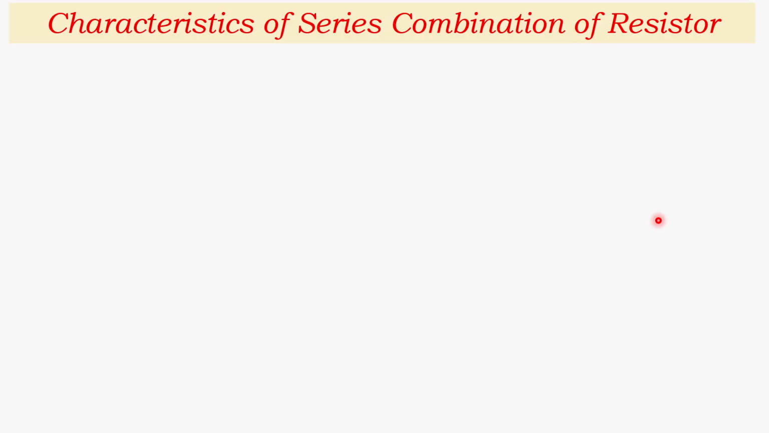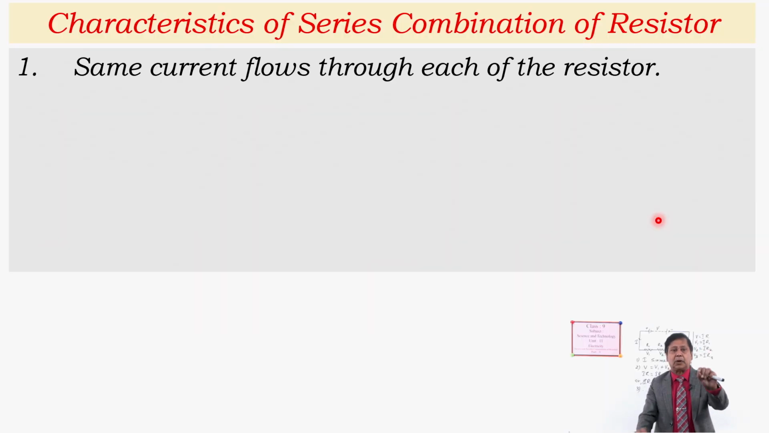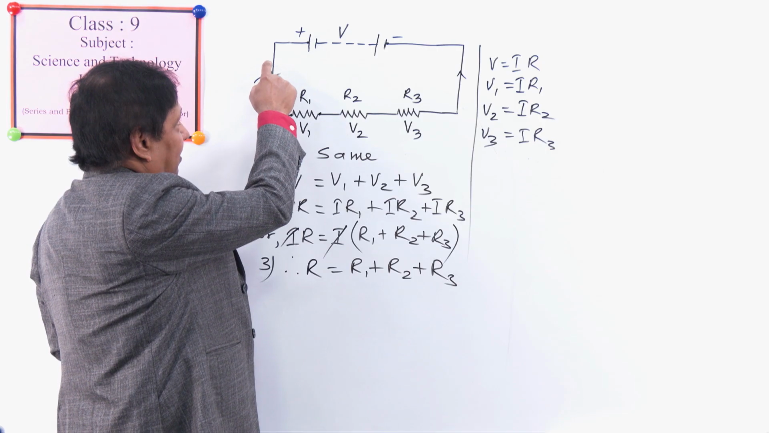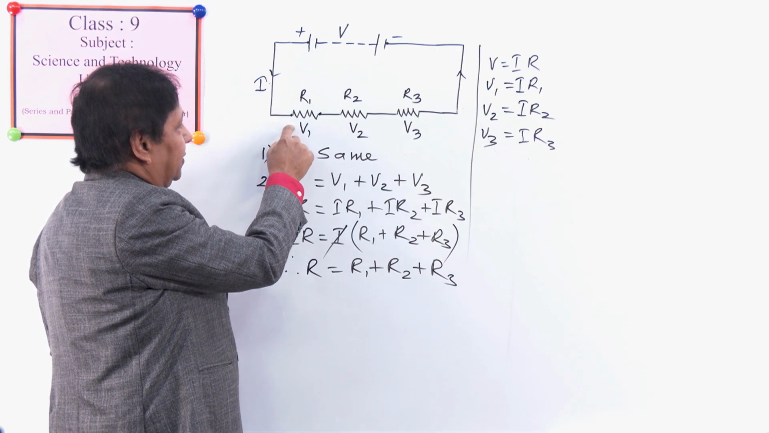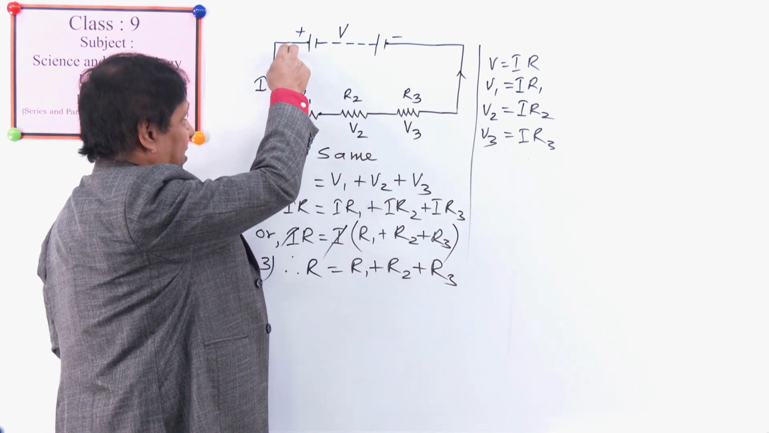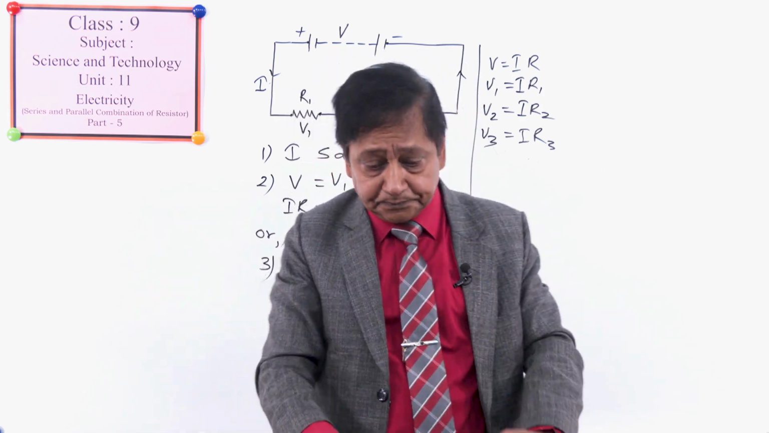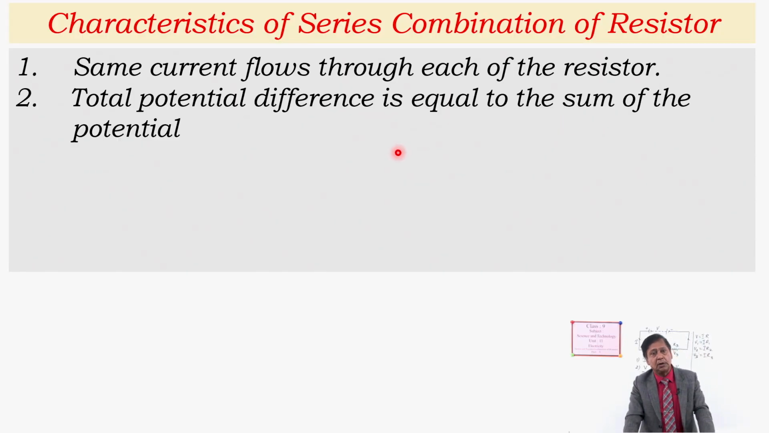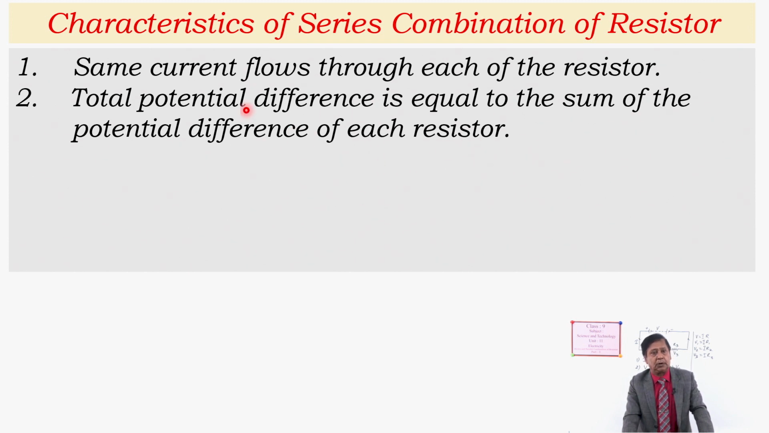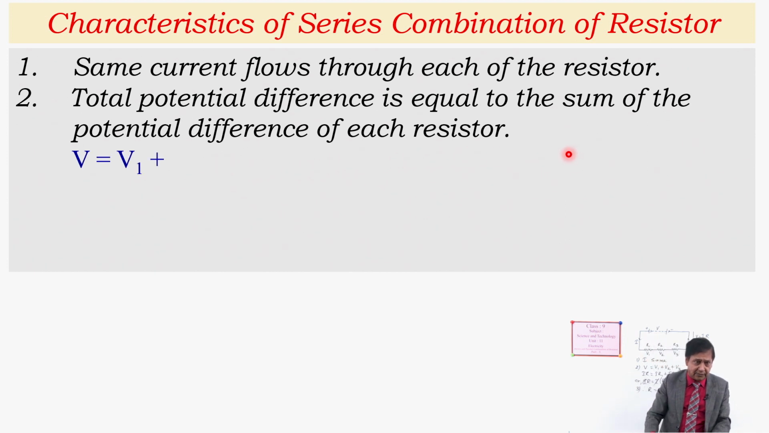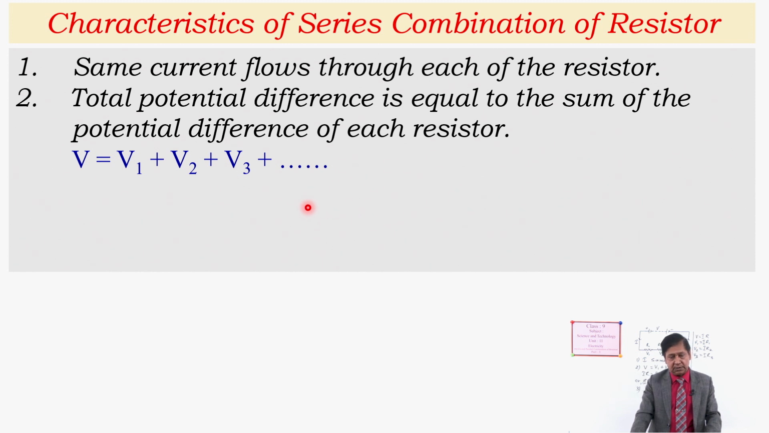Look at these characteristics of series combination of resistor. Same current flows through each of the resistors. One point, one characteristic. If 1 ampere current is flowing in the main circuit, I mean to say main wire, the same 1 ampere flows through this also, this also, this. If 2 ampere is flowing, then each of the resistors gets the same 2 ampere current. Now, second point, total potential difference, denoted by V, is equal to the sum of the potential difference of each resistor. Mathematically, we can write V equal to V1 plus V2 plus V3 and so on.